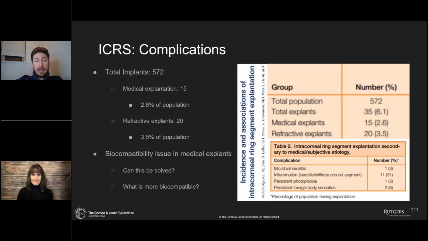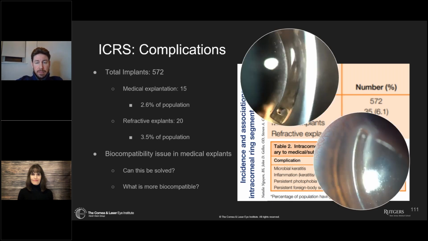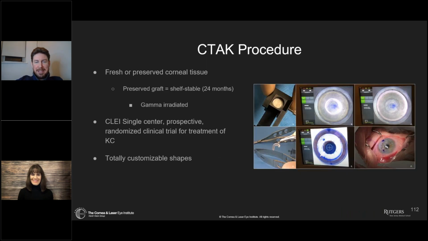Now in our clinic, we looked at complications of intacts that were implanted, and we found that about 6% of the intacts that we implanted would need to be removed, either for medical or refractive reasons. Now, why is this happening? Some of this is due to biocompatibility issues and having synthetic material in the cornea. And you can have melts or neovascularization and inflammation present, like what you see in the images here. Sorry, I have a lot of animations in these.